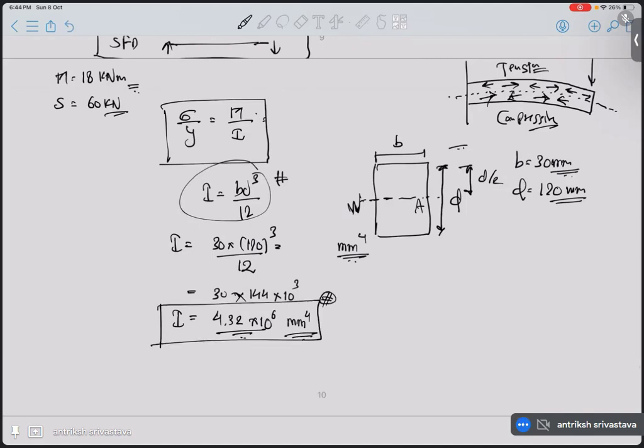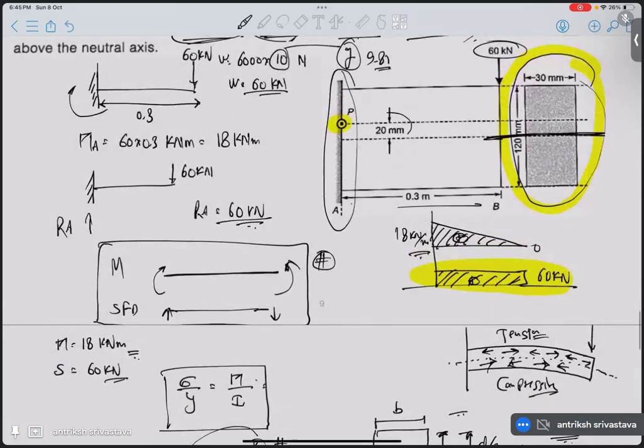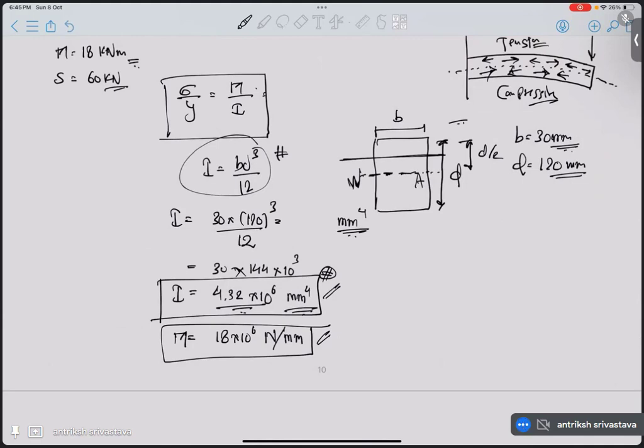Okay, thank you, Mutish. Now we have the moment, that is 18 into 10 power 6. Let's try to keep them in the same unit range. We have moment of inertia, moment. What is this y now? Y is nothing but the distance from the neutral axis of the point where we are interested to find the stress. We are interested in 2 centimeters or 20 mm above the neutral axis. So for our case, y is going to be 20 mm.